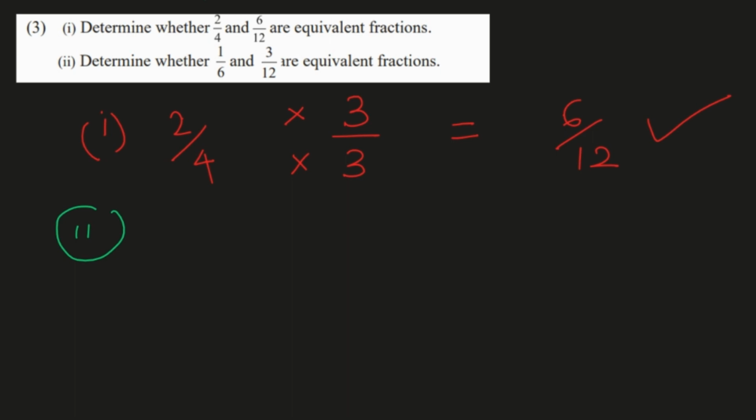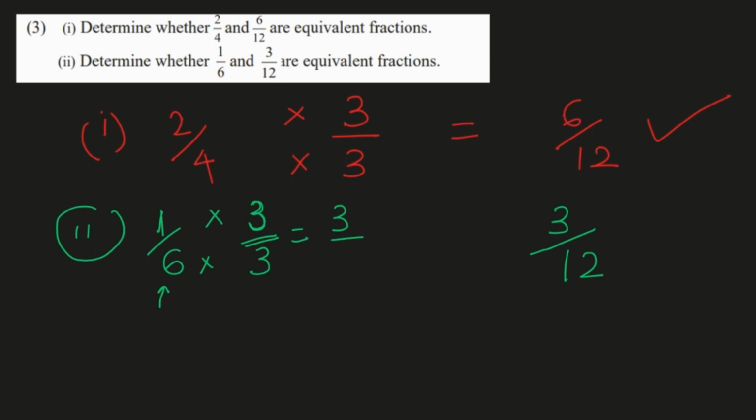So what is it? What do they ask? Determine whether 1 upon 6 and 3 upon 12 are equivalent fractions. So what I'm going to convert here, 1 into 3. What do you have to do? You have to multiply it by 3 definitely. So if you're multiplying the numerator by 3 in order to make an equivalent fraction to 1 upon 6, then you have to multiply the denominator as well by 3. So you are multiplying both the denominator and the numerator by the same value. Then 1 into 3, it's 3.